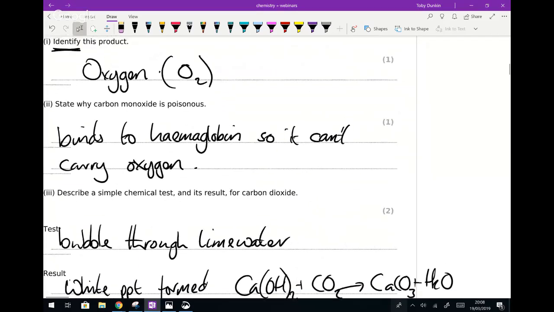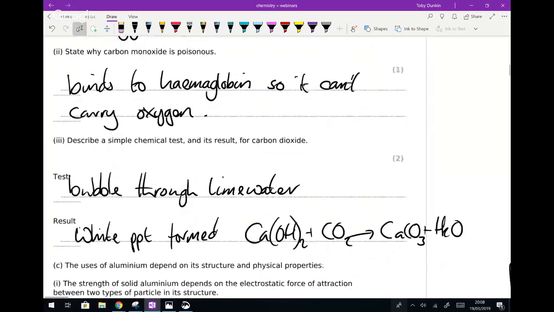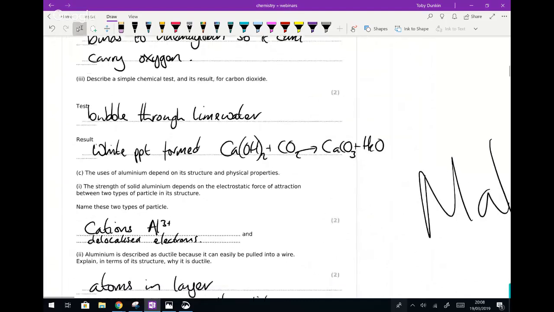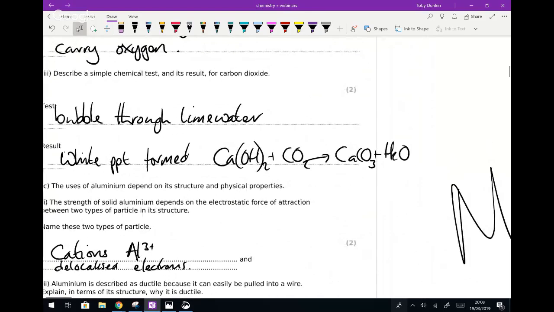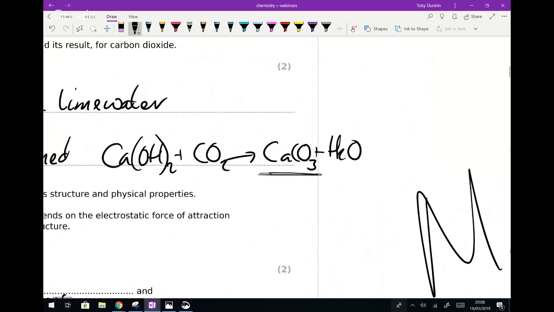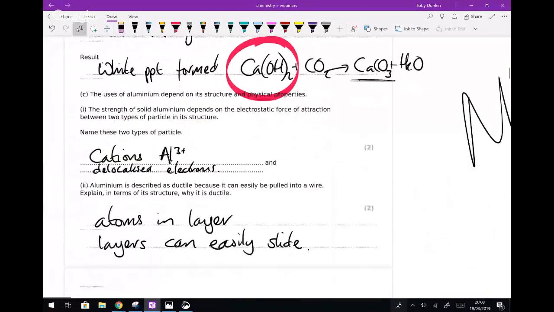Carbon monoxide binds to hemoglobin, so it can't carry oxygen. Give a chemical test for carbon dioxide. We've done this in our chemical test webinar, which is so nice to see happening twice. The test is to bubble through lime water, and a white precipitate of calcium carbonate forms. A reminder, folks: lime water is calcium hydroxide. It reacts with CO2 to form calcium carbonate, which is insoluble.